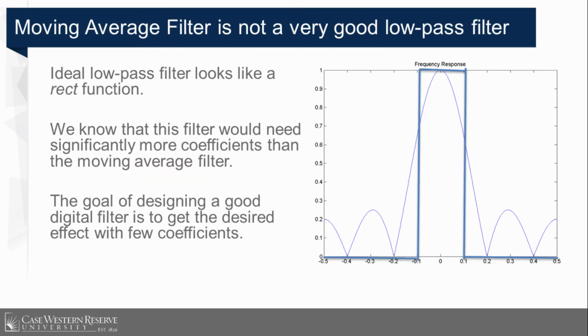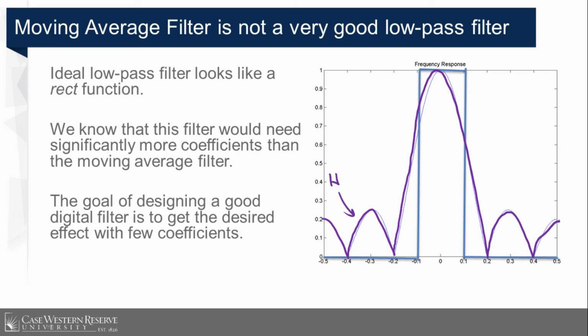So we saw on the previous slide that our moving average filter is a low-pass filter, but it's not really a very good low-pass filter. So what I've replicated in this purple line here is the actual frequency response of our moving average filter. I'm just drawing it over again so it's easier to see. This is capital H of K.